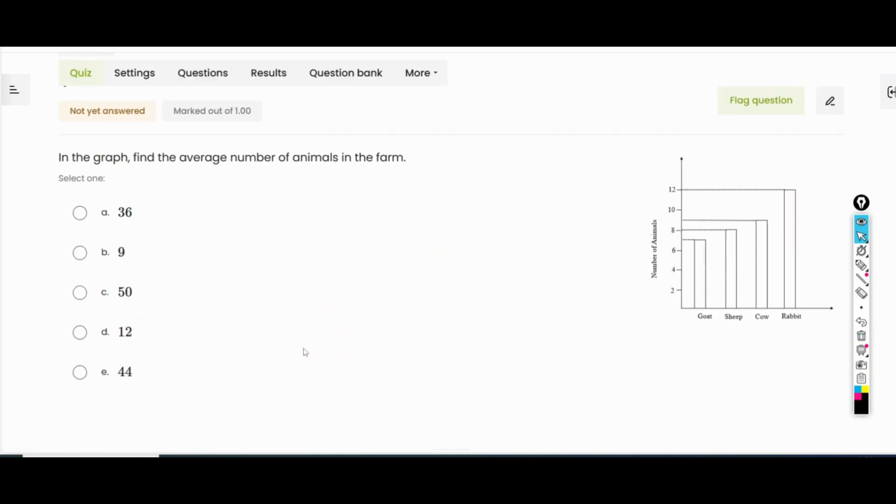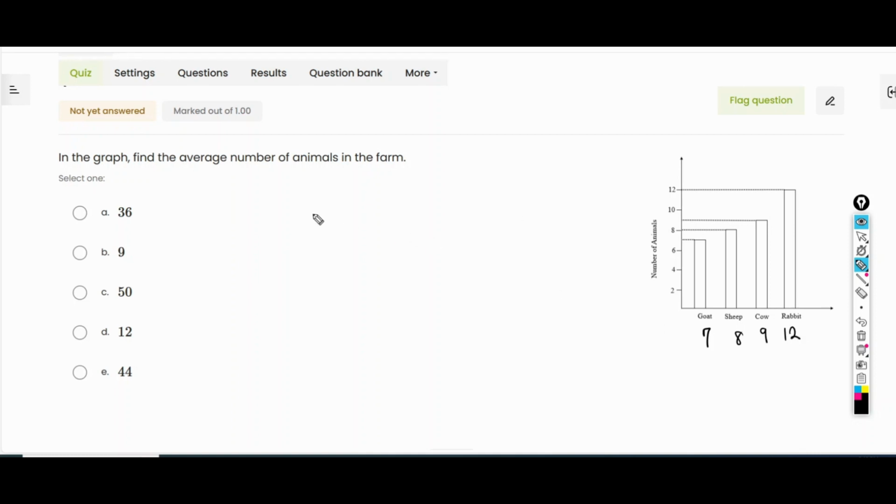Okay, in the graph, find the average number of animals on the farm. So the average number of animals on the farm would be, you add all of them and divide, right? So what are the values? For goats, we have 7. For sheep, we have 8. For cows, we have 9. And for rabbits, we have 12.